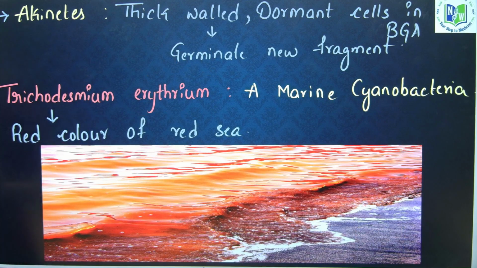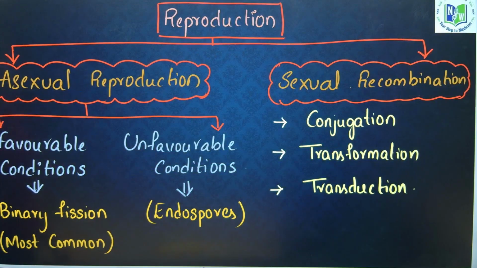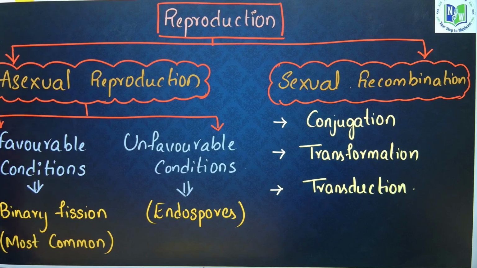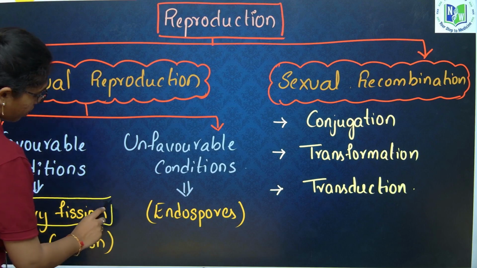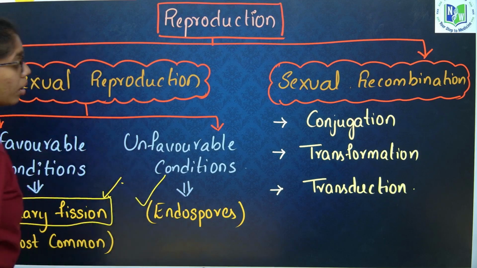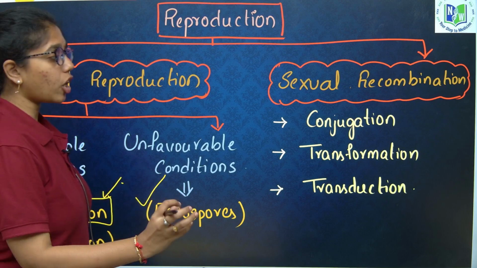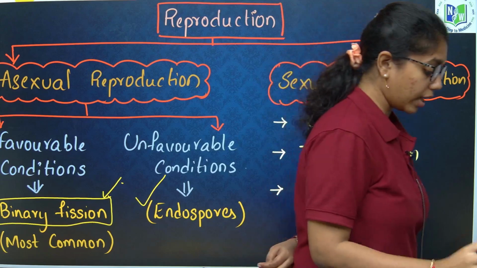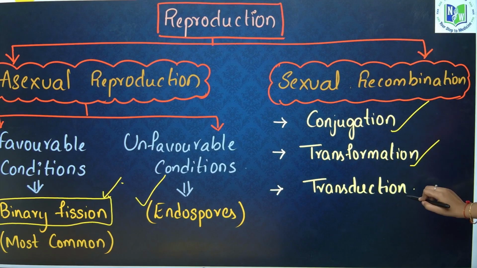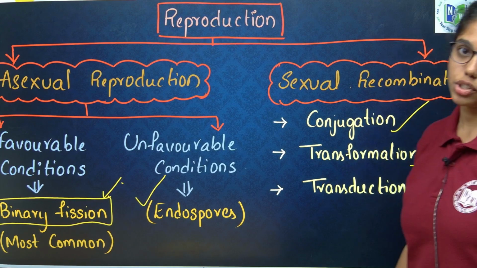Next, reproduction. Two types of reproduction are there: asexual and sexual. Asexual reproduction, during favorable conditions, they conduct binary fission. During favorable conditions, what type of reproduction happens under asexual? Binary fission. During unfavorable conditions, they form endospores. Sexual recombination or gene recombination includes three types: conjugation, then transformation, and third is transduction.